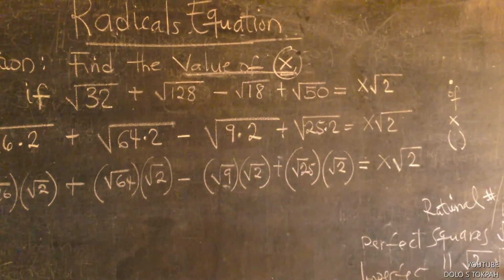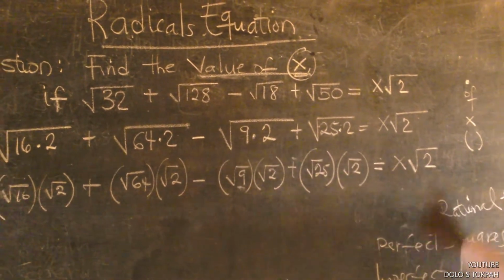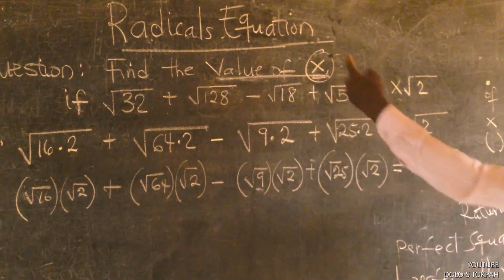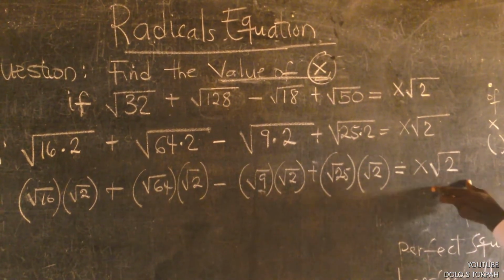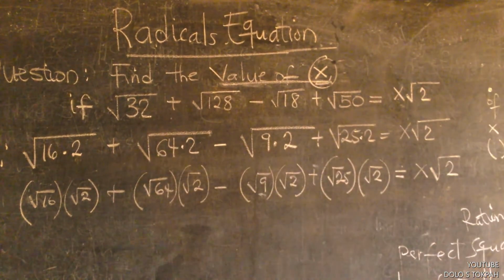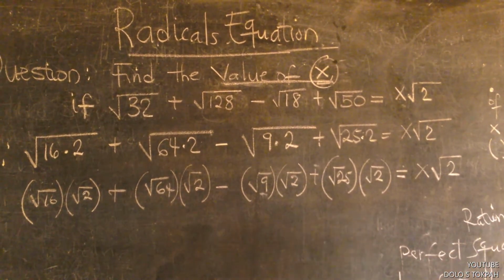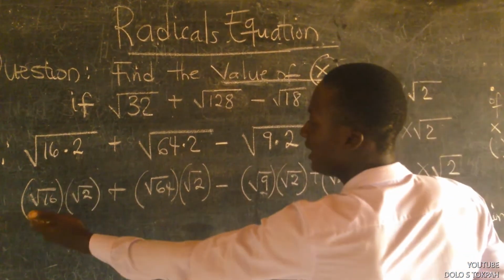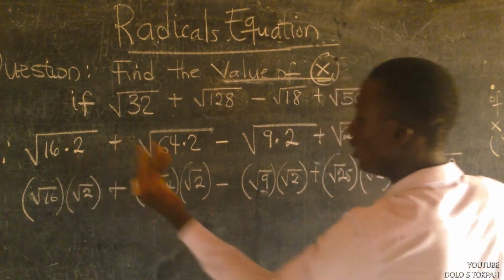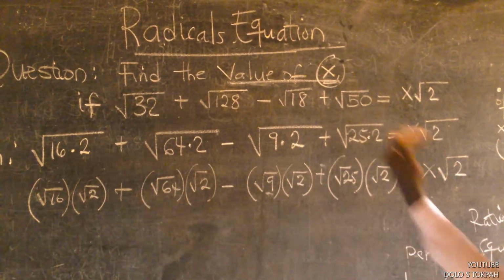And people will be confused: how do we get the 2? The reason we are using 2 is that the unknown we are asked to find, x, is attached to our root 2. So each one of them on our left should have the imperfect square, 2. Therefore we get root 16 root 2, root 64 root 2, root 9 root 2, root 25 root 2.